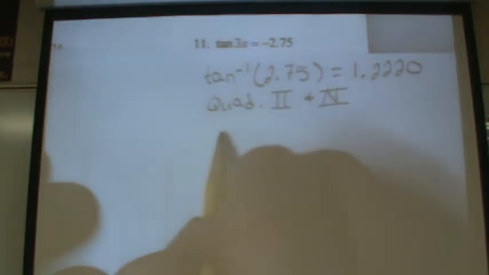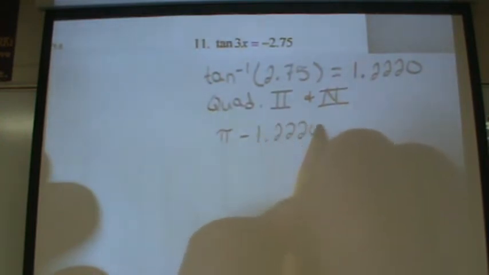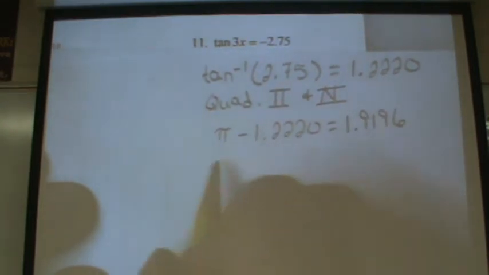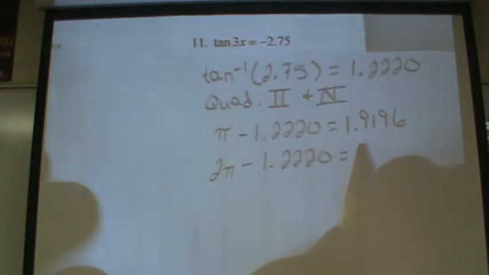So quadrant 2 is pi minus 1.2220, which gives us 1.9196. And then the fourth quadrant is 2 pi minus that 1.2220, which gives us 5.0612. And again, we want all solutions, so plus or minus 2k pi.